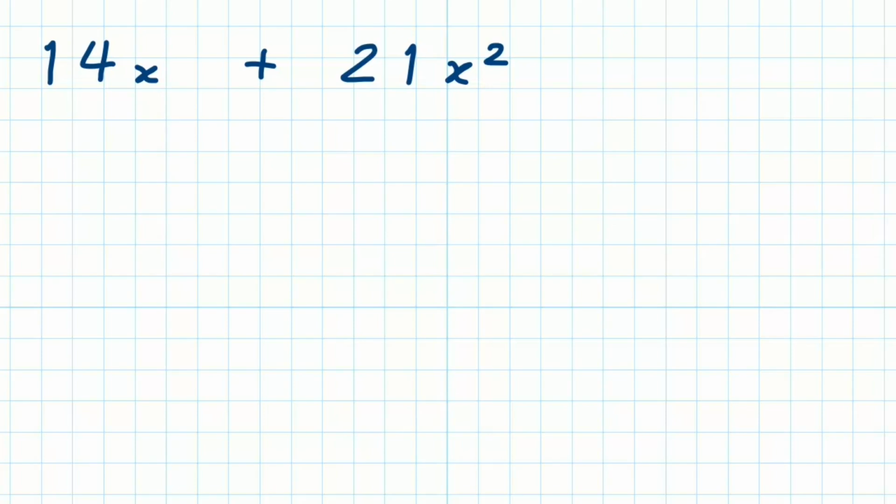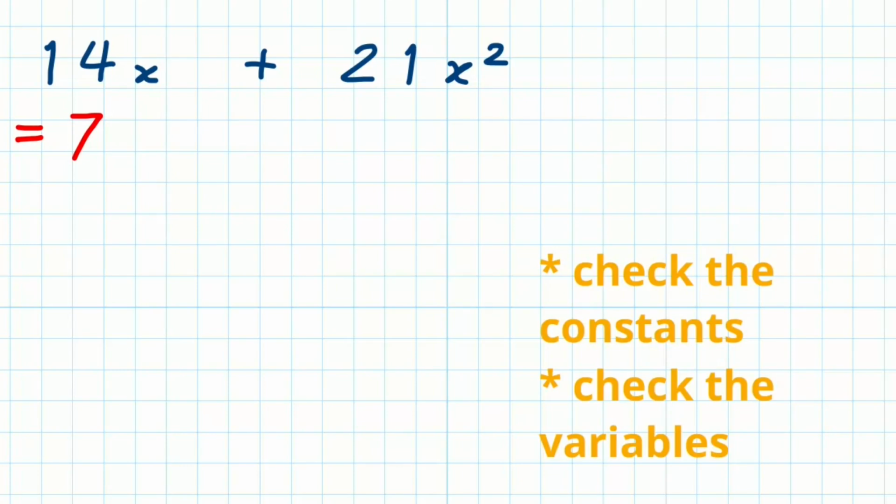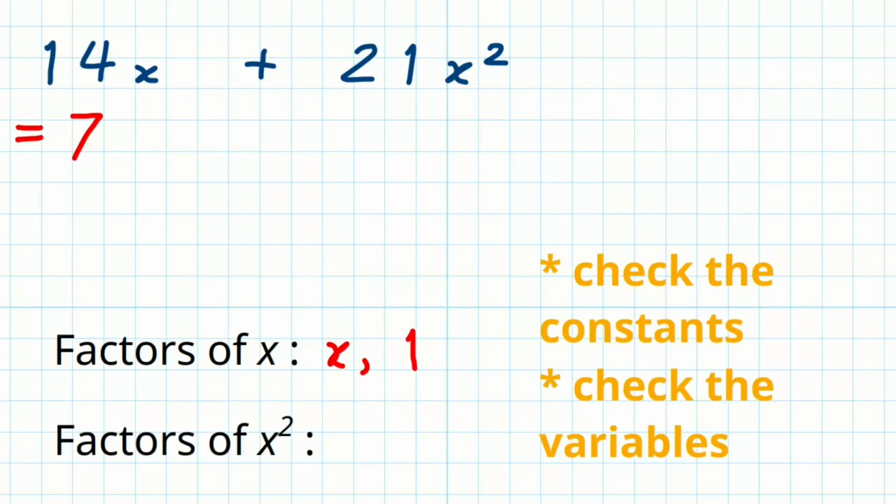It is possible that the factor we take out will be more complicated. You would always start by looking for a common factor for the constants. In this case, 14 and 21 have a common factor of 7. But then we also look for a common factor for the variables. In this case, we only have the variable x. Now x divides by x and by 1. X squared divides by x squared, x and 1. The highest common power, which is a factor, would be x. So we start by taking out a factor of 7x.